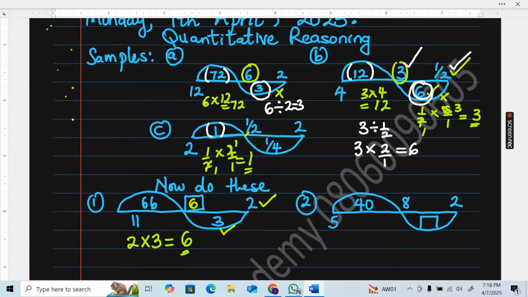I divided the numbers that are above. I divided 3 that is above by half that is above. So for me to get the missing number in number 2, I'll have to divide 8 by 2. So that will be 8 divided by 2. 8 divided by 2 will give us 4. So the answer that is missing is 4. So go ahead and write 4.